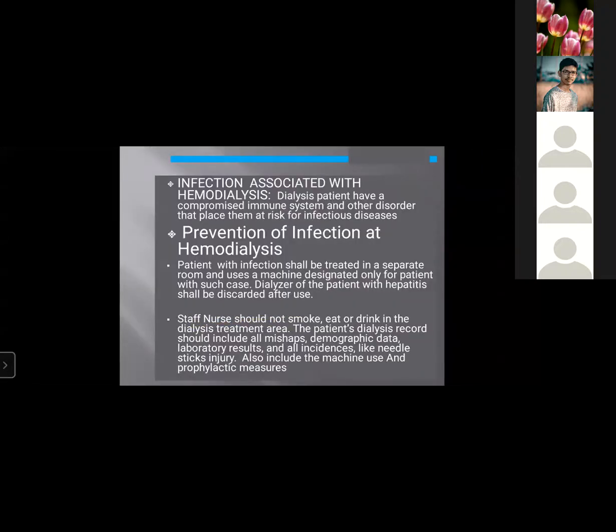Infection associated with hemodialysis is a risk factor. Dialysis patients have a compromised immune system and other disorders that place them at risk for infectious disease.